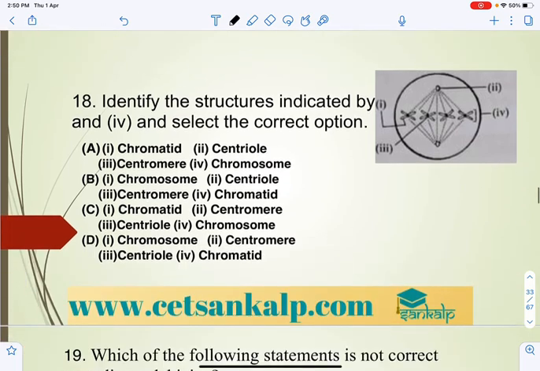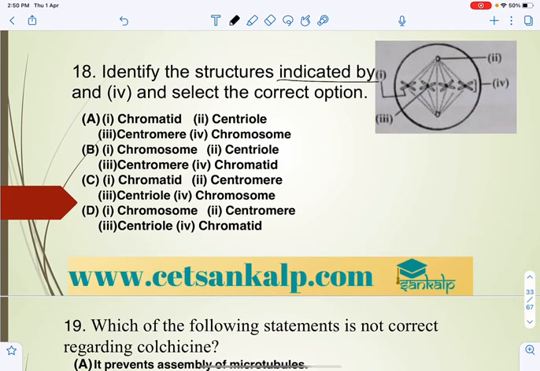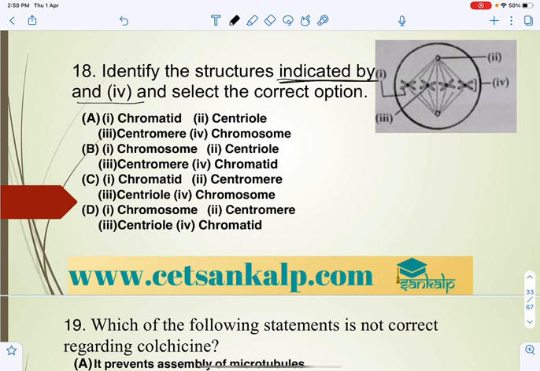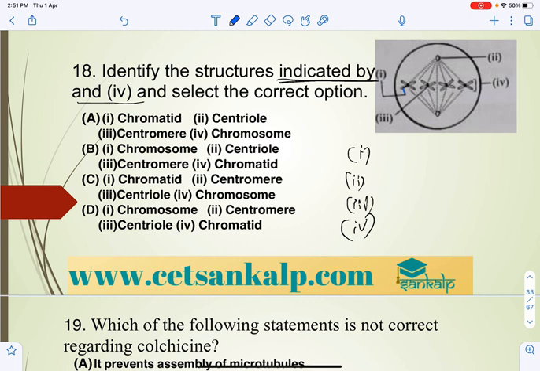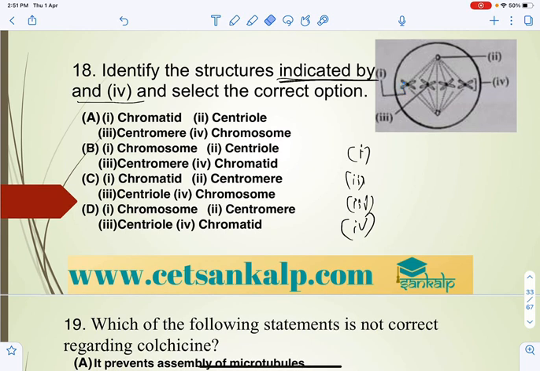Next, identify the structures indicated by 1 to 4; there are four options. Let us take them one by one. In this case they have shown only one, not both. If these two were indicated together, we could have selected chromosome, but they have pointed to only one here, so that is a chromatid.